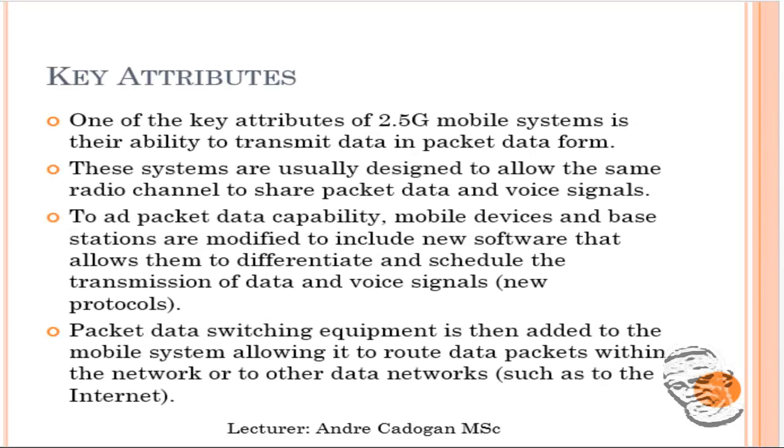Some of the key attributes of the 2.5G mobile system are the ability to transport data in packet form, via internet connectivity. These systems are usually designed to allow the same radio channels to share packet data and voice channels, with added packet data capability. Mobile devices and base stations are modified to include new software that can differentiate between data and voice. So we had voice and control channels with blank and burst information, and then we have data for packet data information.